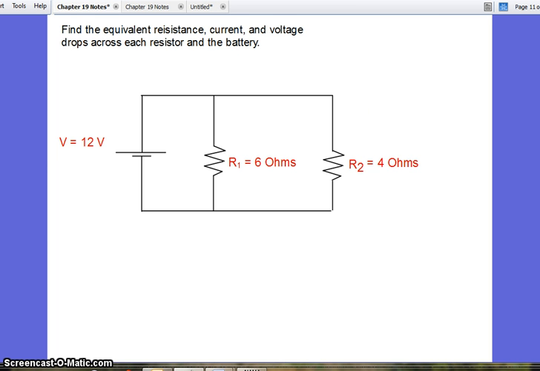So in this circuit, we have 2 resistors, 6 ohms and 4 ohms. We have a battery that's 12 volts. We need to find the equivalent resistance, the current and voltage drop across each resistor and the battery. So the first step is to solve for the equivalent resistance of these 2 resistors.